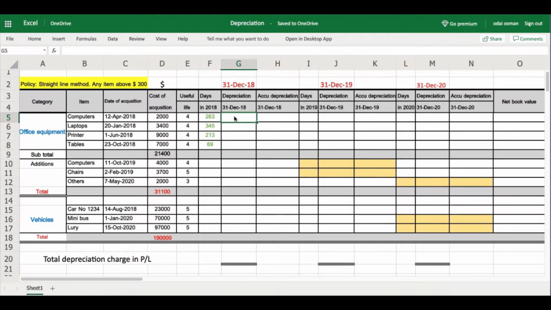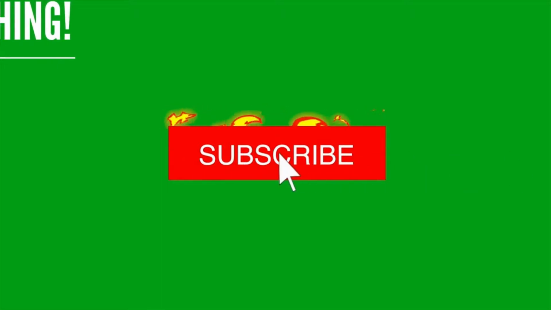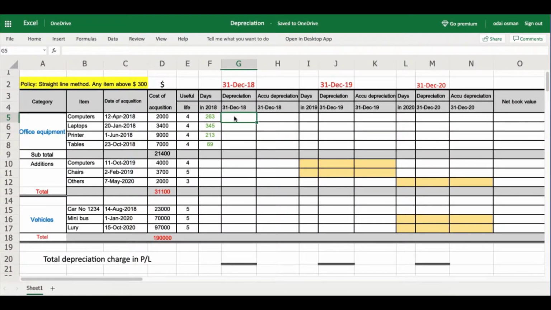Then we need to calculate the depreciation. The depreciation for 2018, up to the 31st of December, is calculated as equal, open the bracket, the cost of acquisition divided by useful life, close the bracket, times the days in 2018, and this divided by 365, which will give us 36. We should drag down the formula to apply for all.